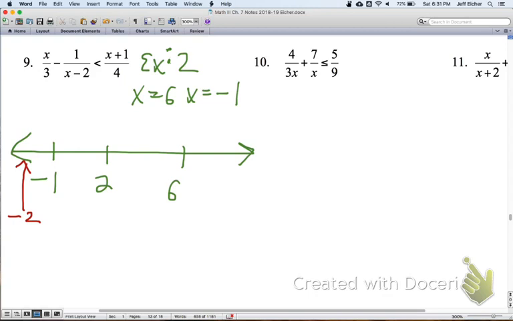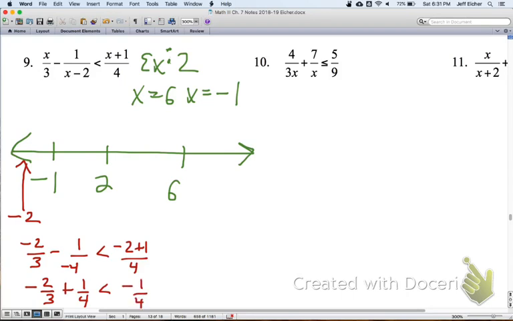So we'd have negative 2 over 3 minus 1 over negative 2 minus 2. Is that less than negative 2 plus 1 over 4? So let's see, this is negative 2 over 3 plus a quarter. Is that less than negative a quarter? If it's true, then we'll shade where that region is. If it's false, then we won't shade. And yes, I believe that's true. That's about negative 0.4. Is that less than negative 0.25? That is true. So we're going to shade on this side of the number line. That's part of our solution set. Any numbers less than negative 1 will make a true statement.